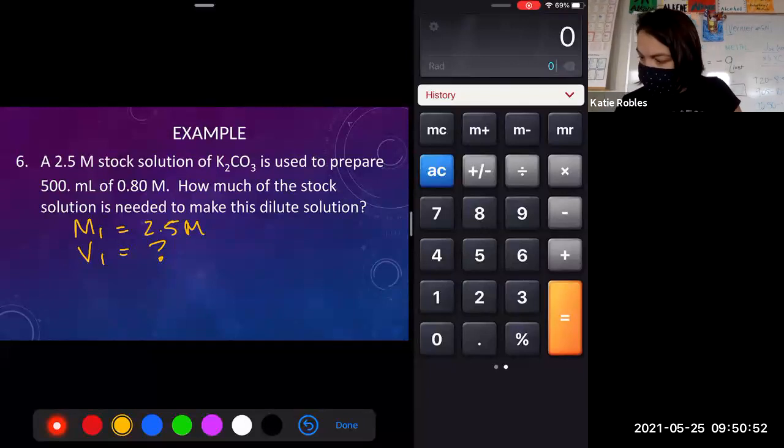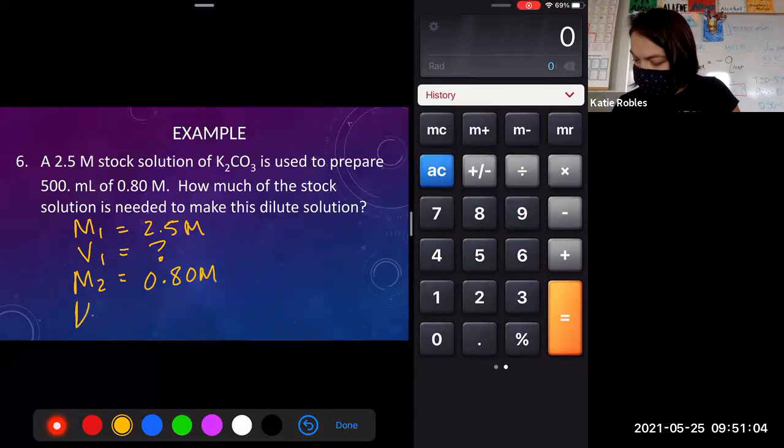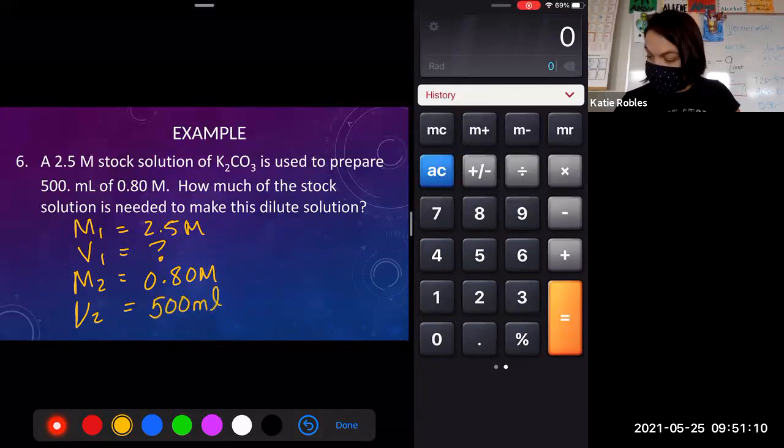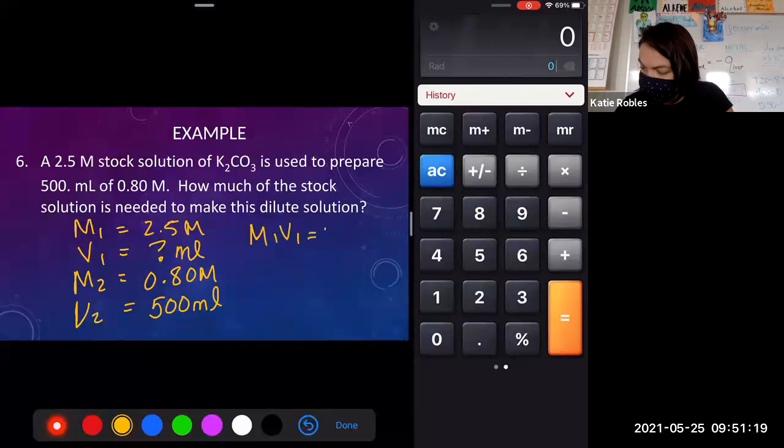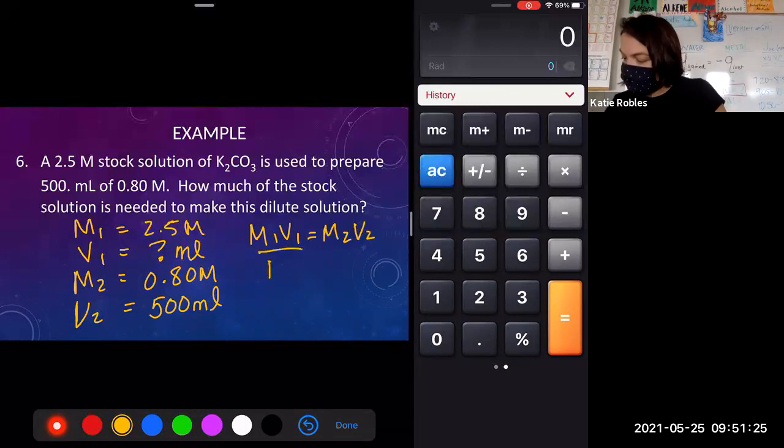I'm going for a molarity of 0.80 molar, and I know that I want a volume of 500 milliliters. So this value is going to end up in milliliters. You just do M1V1 equals M2V2. In this case, we're solving for V1. Divide by M1 on both sides. You can rewrite this as V1 equals M2V2 over M1.